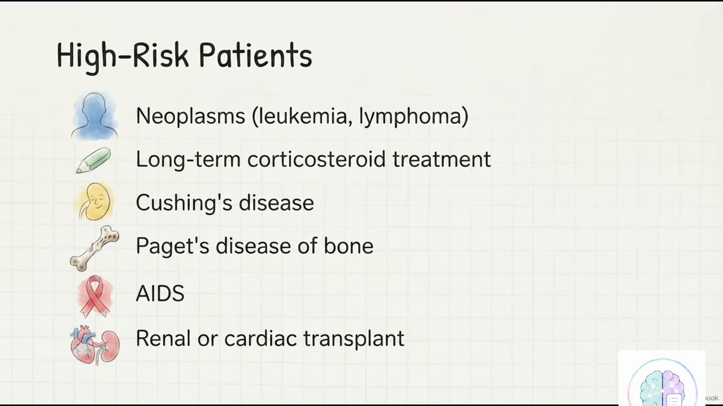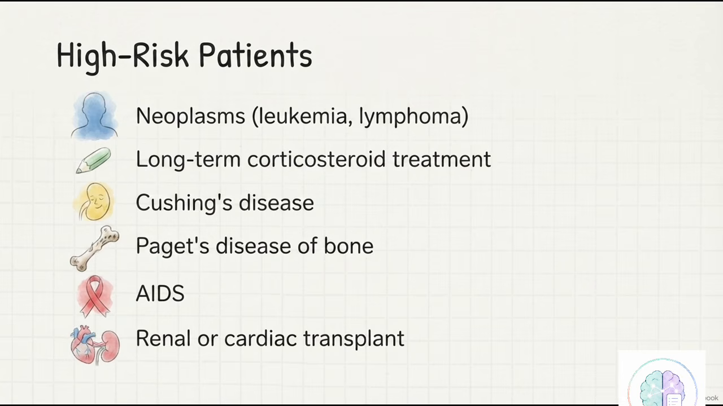Section 2. Identifying high-risk patients. Nocardiosis doesn't just strike randomly. It preys on patients suffering from specific chronic debilitating illnesses. There are 6 main profiles you really need to watch for. First, patients with neoplasms, specifically leukemia or lymphoma. Second, anyone with conditions that require long-term corticosteroid treatment.